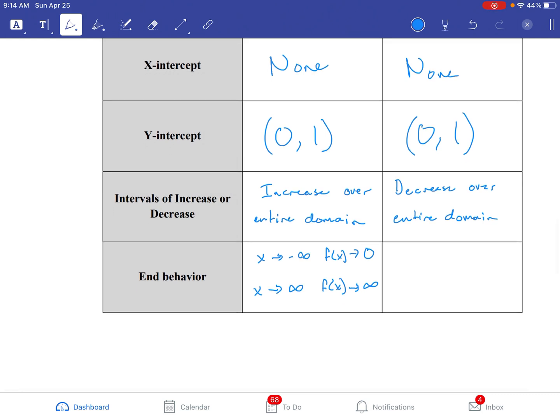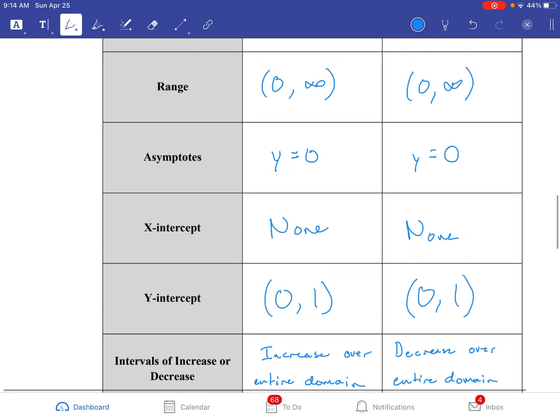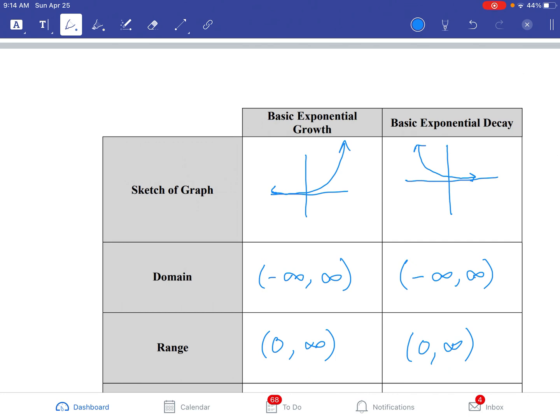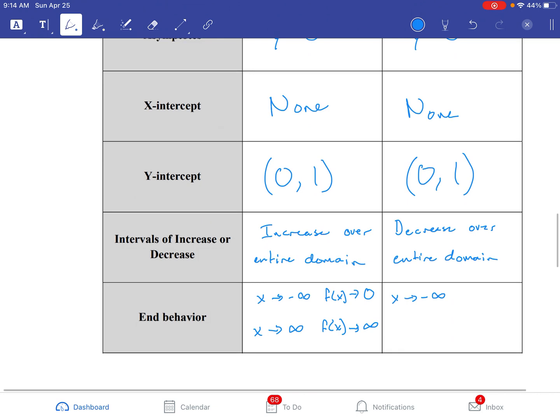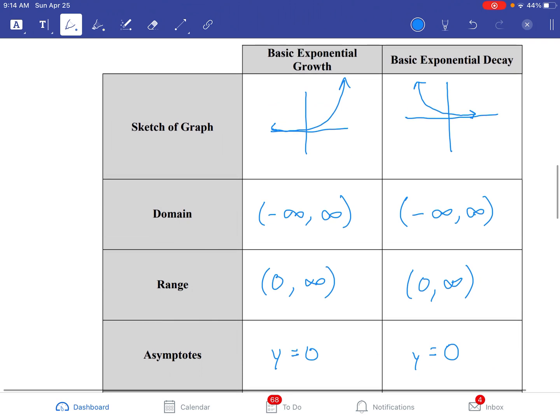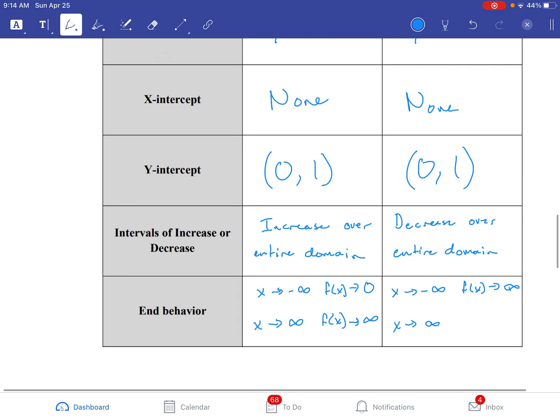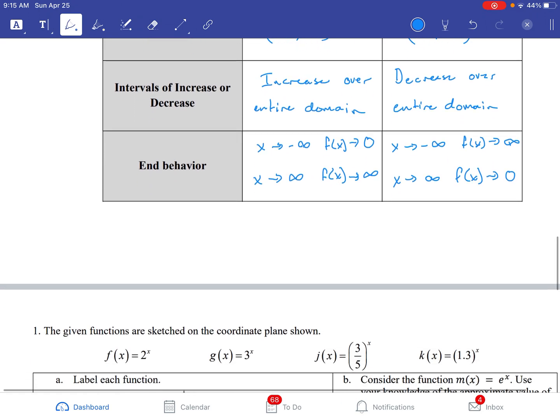Okay. End behavior for a decay function. As x is approaching negative infinity, what is the graph doing? So over here, as the graph goes to the left, what is the graph doing? It's going up. So it's going towards positive infinity. But as the graph goes to the right, towards positive infinity, let's look at the graph again. As the graph's going to the right, it's going towards 0, but it's not going over 0. So f of x will be approaching 0. It's never going to actually touch 0, but it's going to get close.